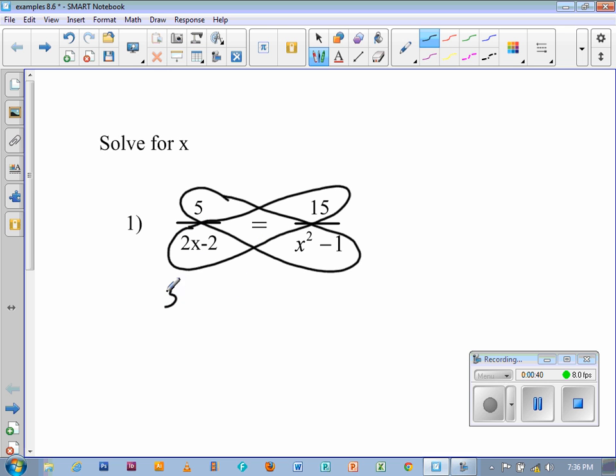When we do that successfully, we'll end up with 5x squared minus 5. Don't forget to multiply 5 times both terms. Equals 30x minus 30. Notice I multiplied 15 times both terms. And by doing this, it creates a quadratic equation that we can now solve. So what I'd like to have you do at this time, now that I've converted this proportion into an equation, is see if you can solve the quadratic equation that's in front of you.